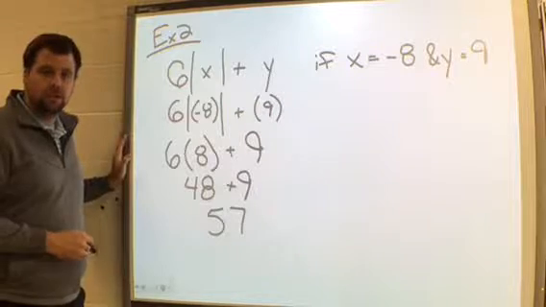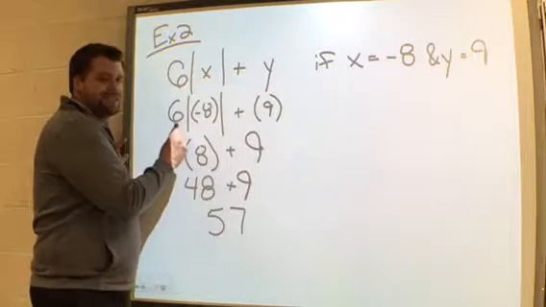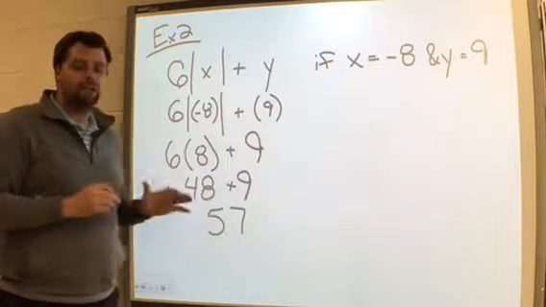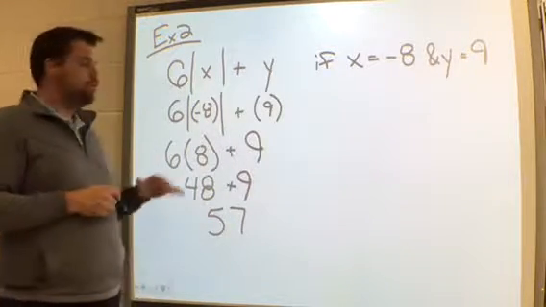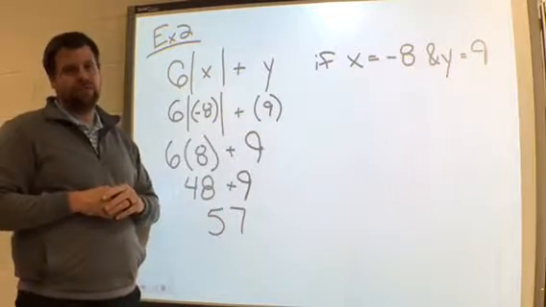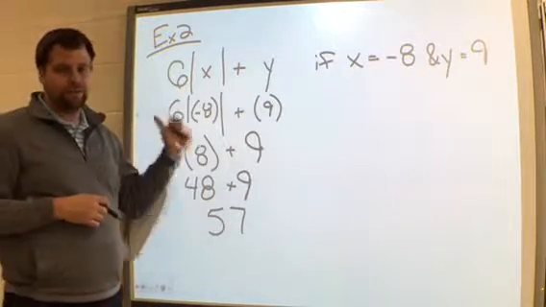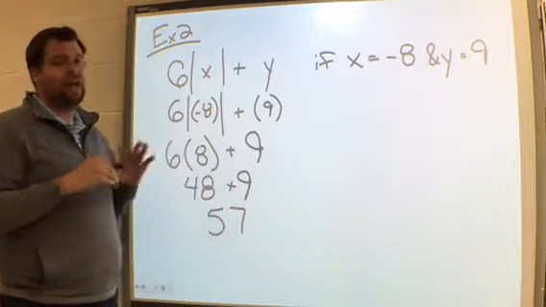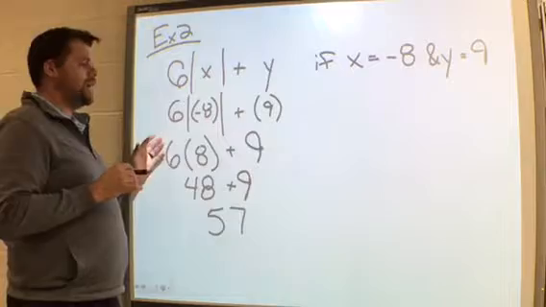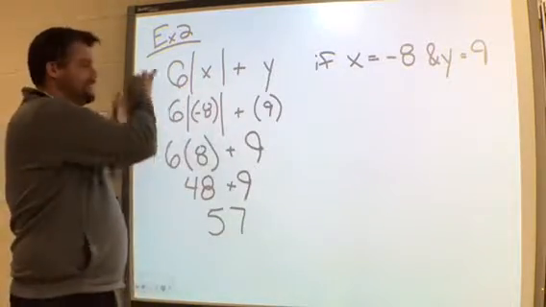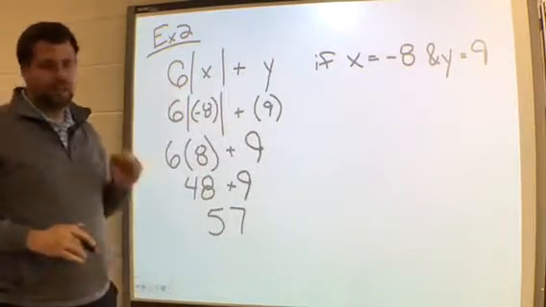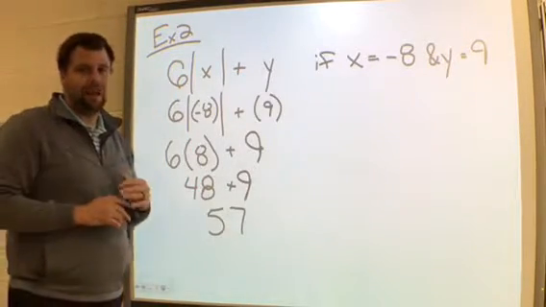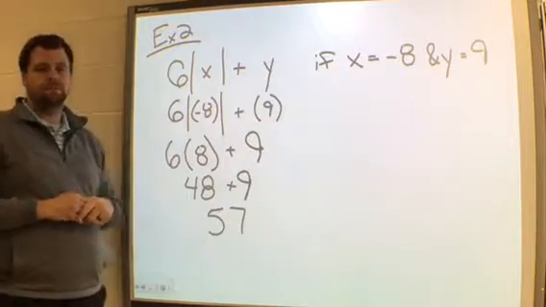57 is my answer. Notice how I didn't take this 6 and multiply it inside the absolute value. You never distribute inside the absolute value. You never take anything inside the absolute value. You simplify inside first, and then you take the absolute value of that number before you try to do anything else with it. Never try to add anything in, or move any signs to the inside, or distribute anything in. It's a big rule with absolute values. Simplify inside, take the absolute value, and move on.